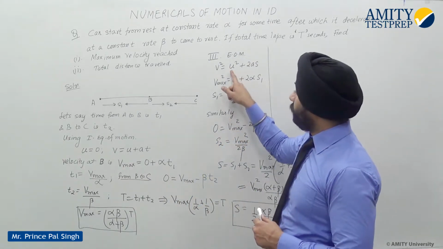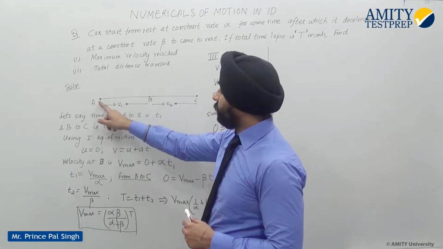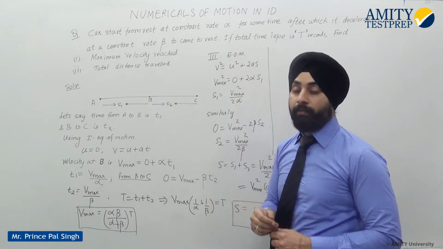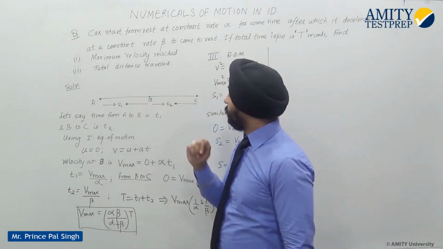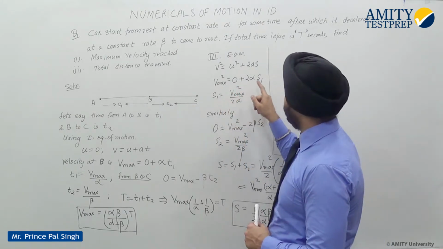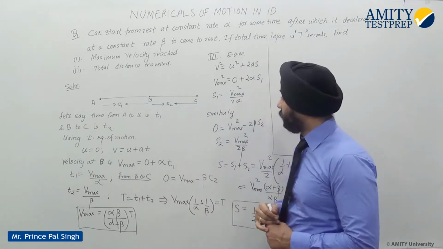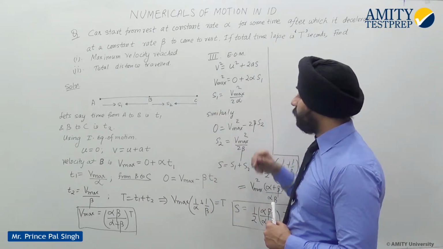So here, from A to B, the initial velocity is 0. The velocity at B is Vmax. So Vmax square equal to 0 plus twice alpha S1. Now AB is equal to S1, which is the distance travelled. So S1 is equal to Vmax square upon twice alpha.